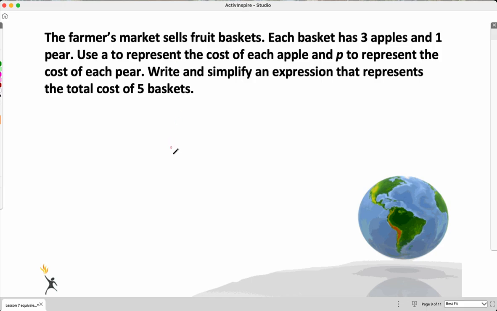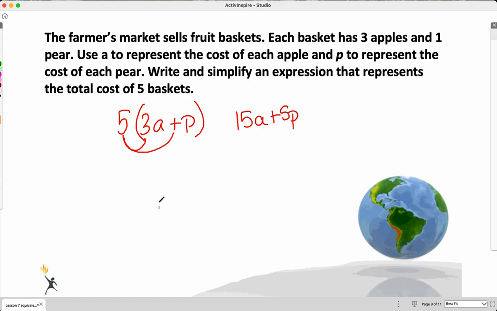Word problem on that. Each basket has 3 apples and 1 pear. So A stands for the cost of apples, P stands for the cost of pears. So I'd have 3A plus 1P is the cost of 1 basket. What if I want 5 baskets? Well, I want 5. So what am I going to have to spend if I'm going to distribute? It's going to cost whatever it costs for 15 apples plus 5 pears to make all 5 baskets for the fruit basket.